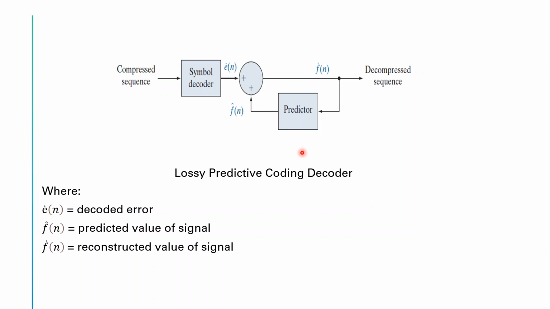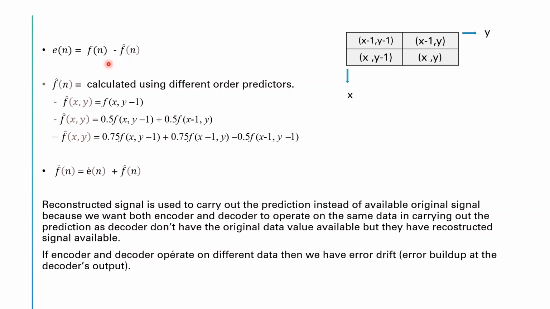Here is the decoder part, which is the same as this part of the encoder. The symbol comes in and gets decoded, giving us e dot of n. Then we get the predicted value f cap of n, and then f dot of n, which is the reconstructed value. So we write e(n) = f(n) - f cap of n.